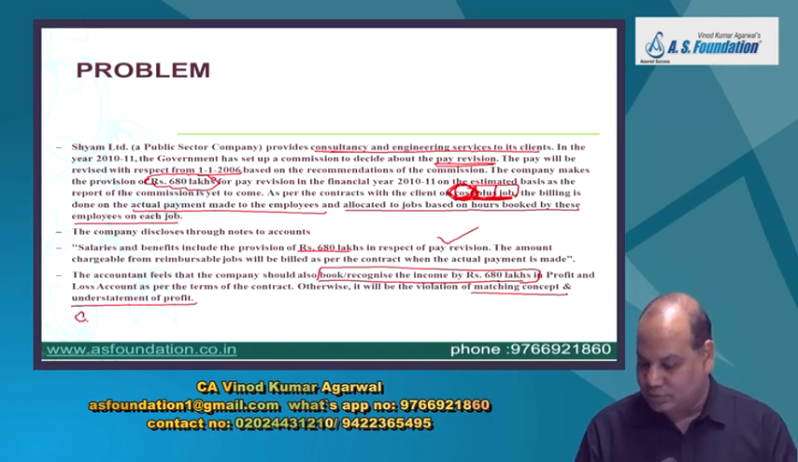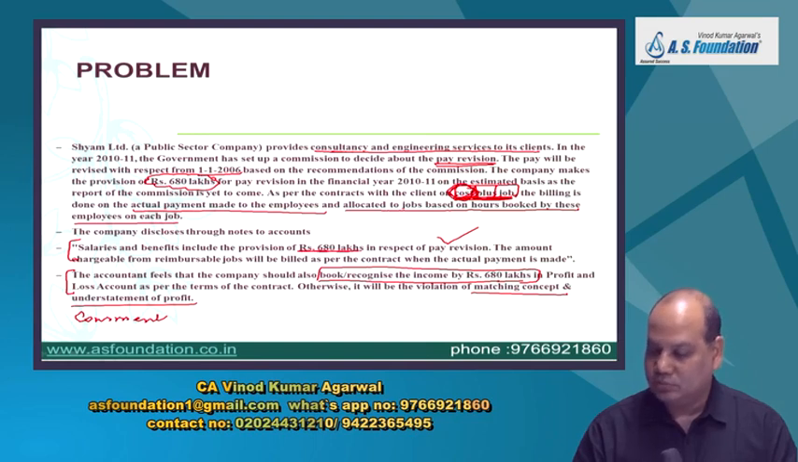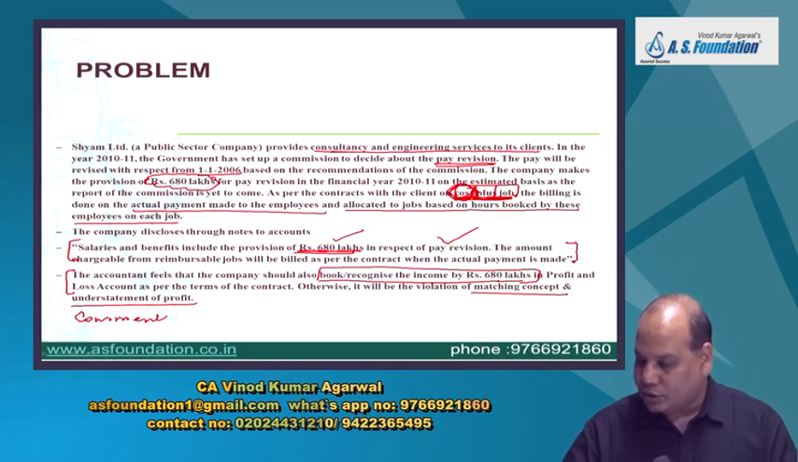To comment on this note, you have to comment on this view taken by the accountant. Should they make a provision of 680 lakh? Yes or no? First you make provision 680. The mistake in this accounting policy is they have not recognized reimbursement.